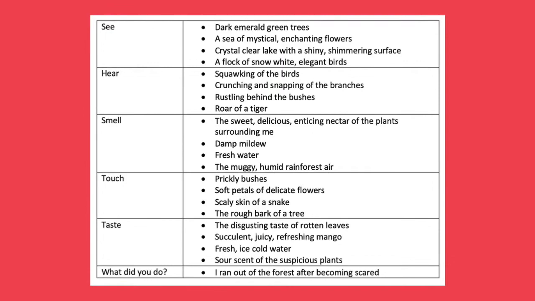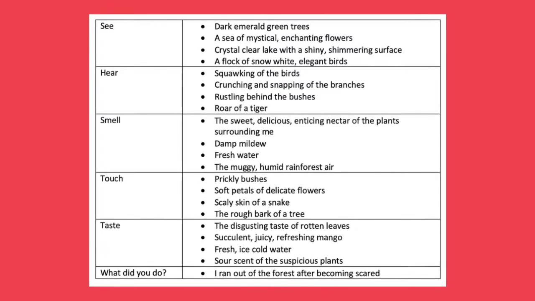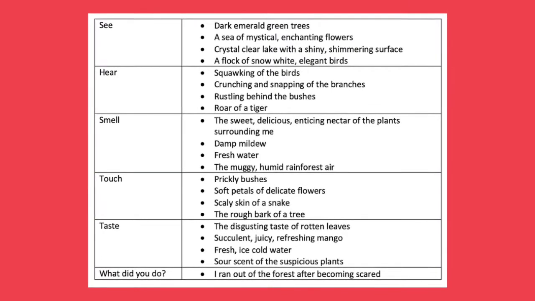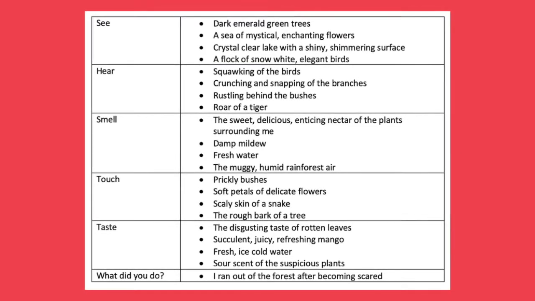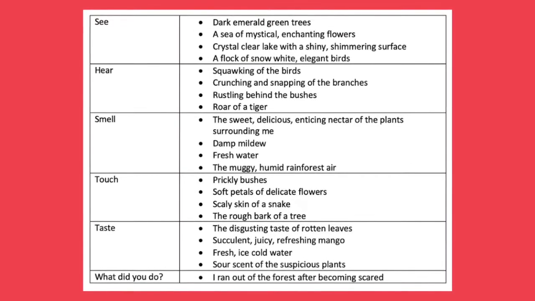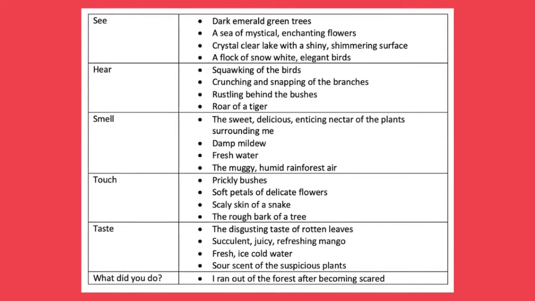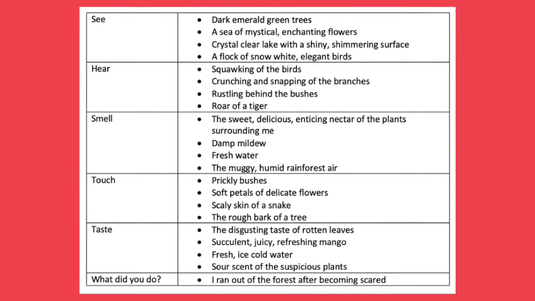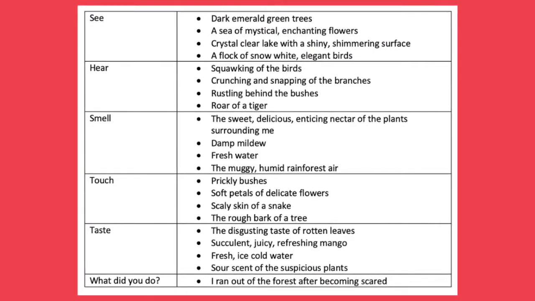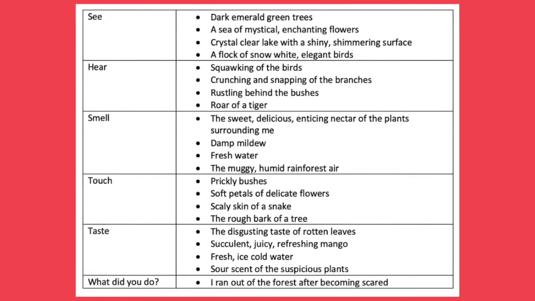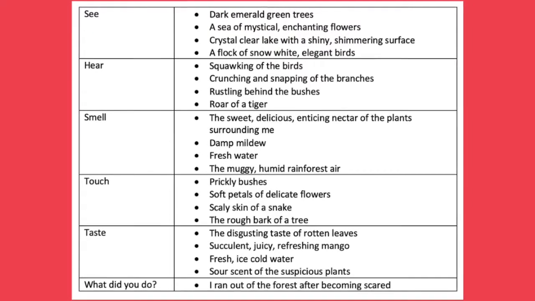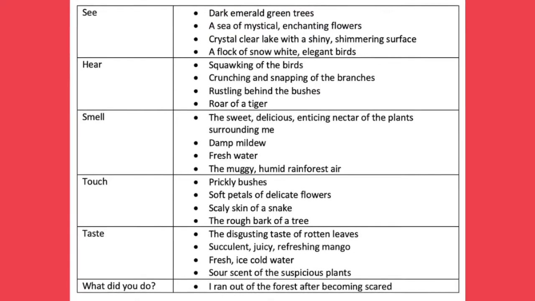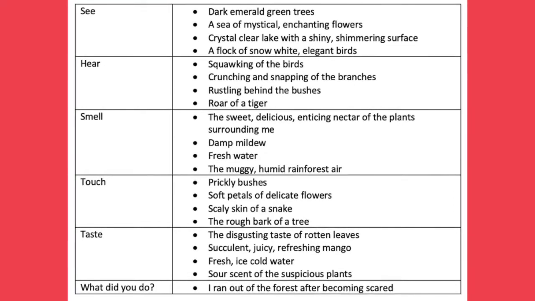On the screen now, you will see my own example of the 5 senses plan. So you'll be able to see that I've used some of the adjectives which we had on the previous slides, and I've tried to put them into short sentences describing what I can see, hear, touch, taste, and smell. You'll also be able to notice that I have included some expanded noun phrases as well. If you'd like to point those out now, please feel free to do so.